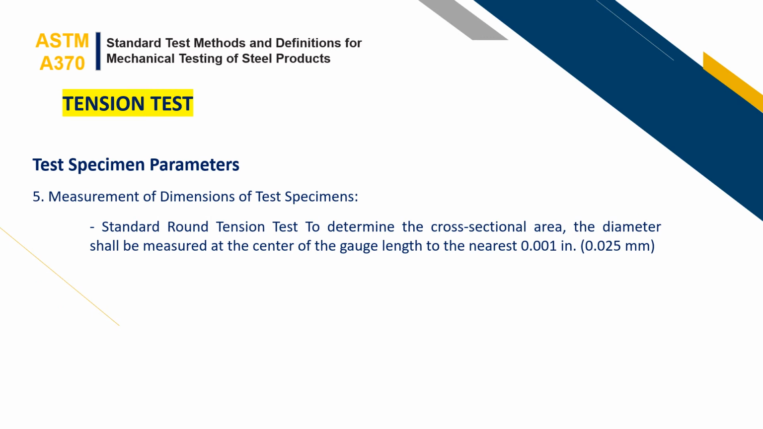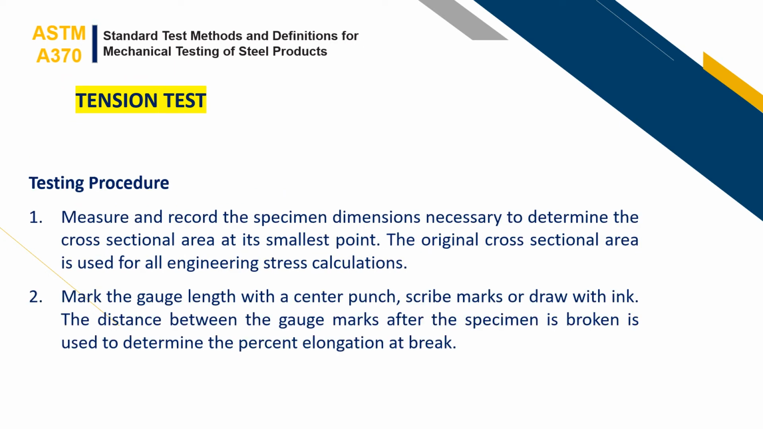For the measurement of dimensions of the test specimen, for a standard round tension test, to determine the cross-sectional area, the diameter shall be measured at the center of the gauge length to the nearest 0.001 inch or 0.025 millimeters. Now for the testing procedure, first you measure and record the specimen dimensions necessary to determine the cross-sectional area at its smallest point. The original cross-sectional area is used for all engineering stress calculations.